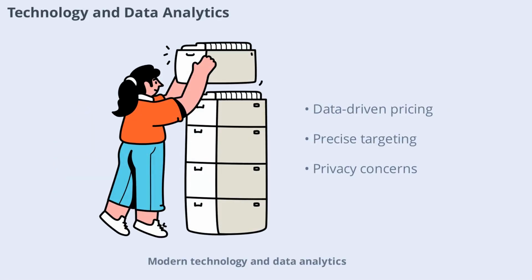Modern technology and data analytics have made price discrimination more sophisticated. Firms can collect and analyze vast amounts of data to segment customers and adjust prices in real time. This allows for more precise targeting and greater flexibility, but it also raises concerns about privacy and data security.